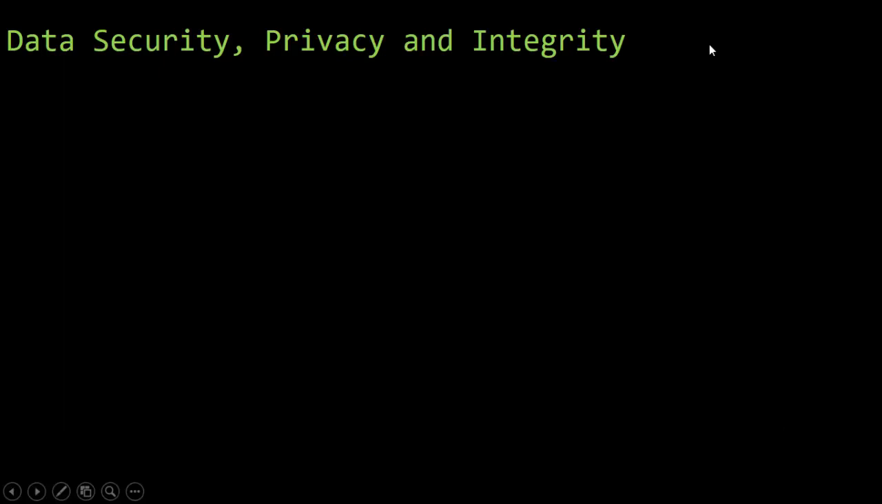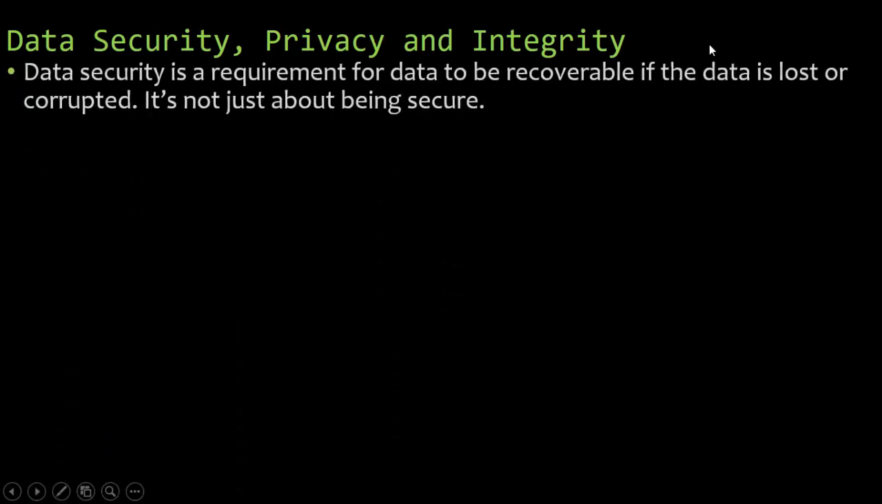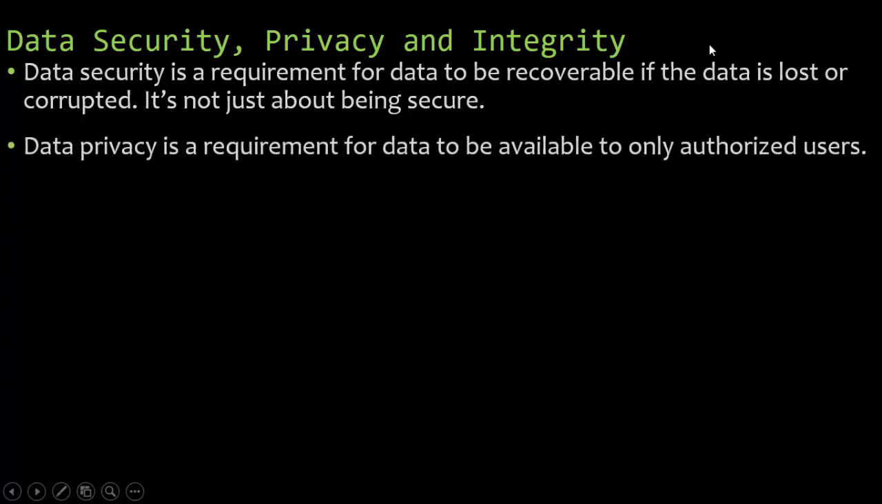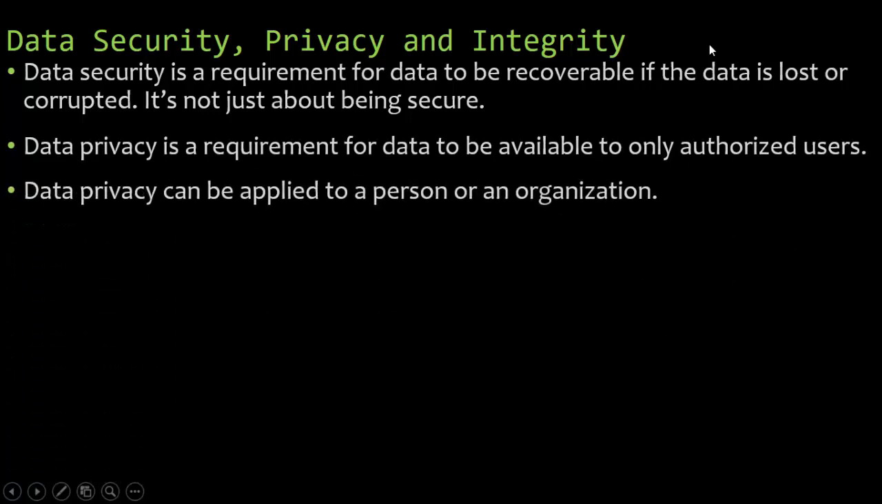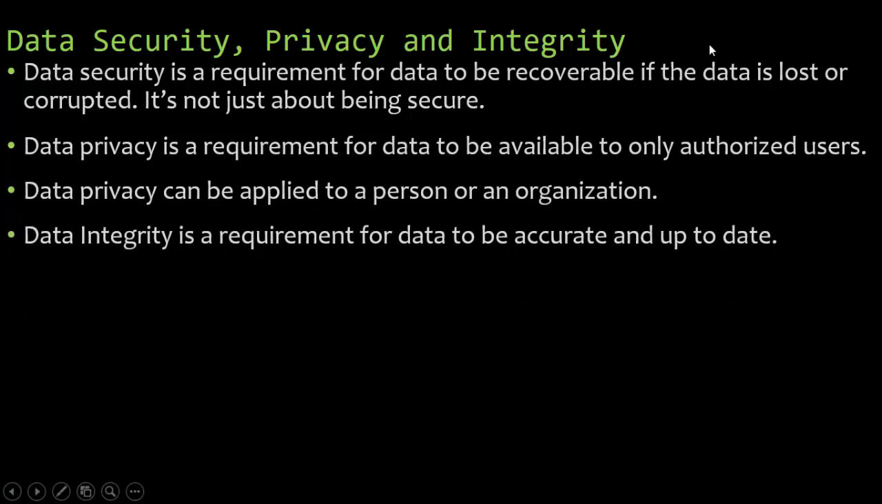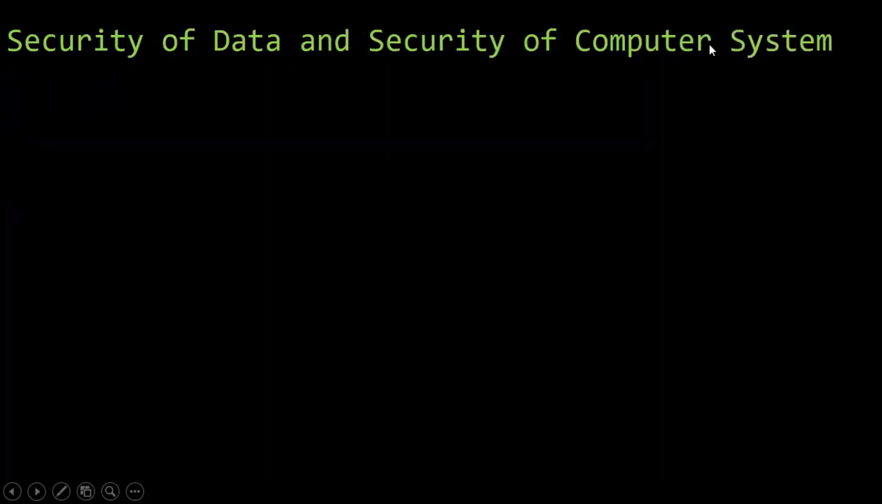So data security, privacy, and integrity, one of the first things they want us to differentiate. Data security is a requirement for data to be recoverable if the data is lost or corrupted. It's not just about it being secure. Privacy is a requirement for data to be available to only authorized users, and it can be applied to a person or an organization. When we talk about the term data integrity, it's a requirement for data to be accurate and up to date. So make sure you know the difference between all of those. Let's go ahead and move on.